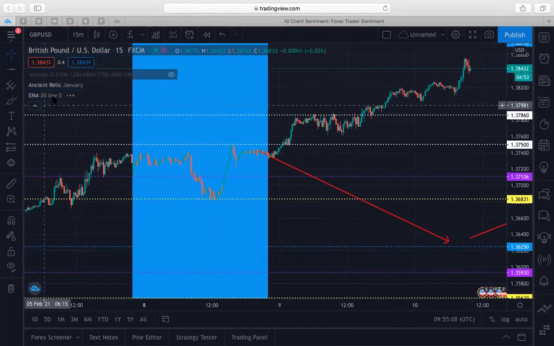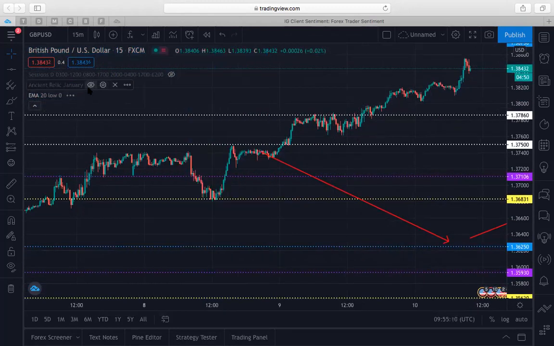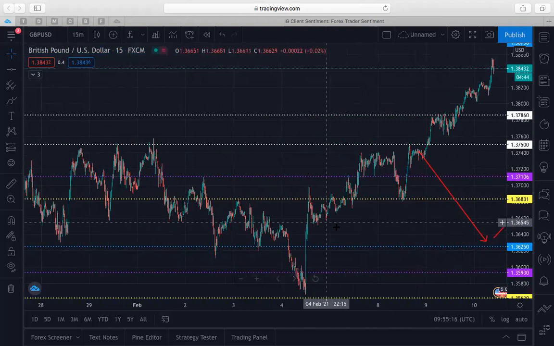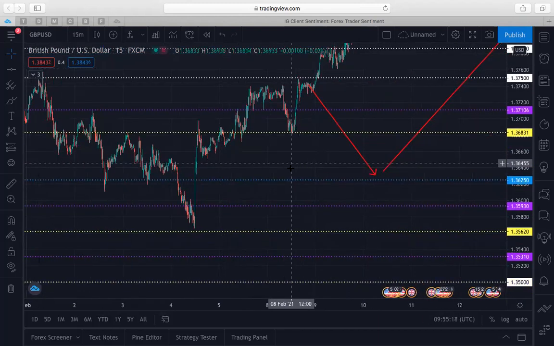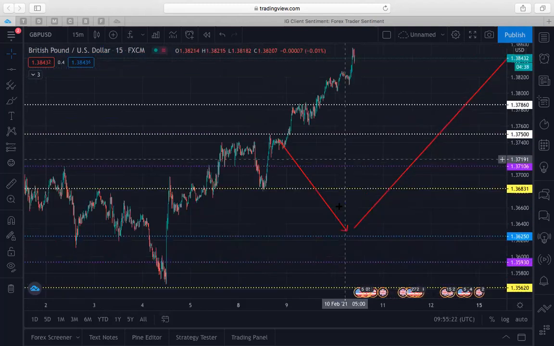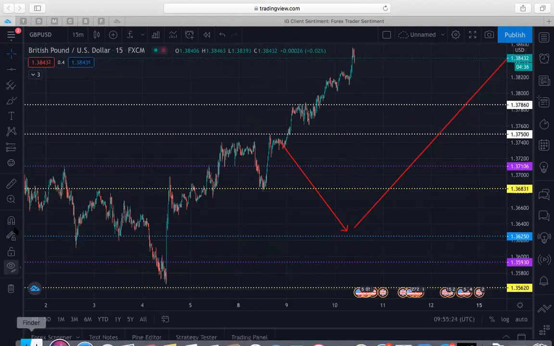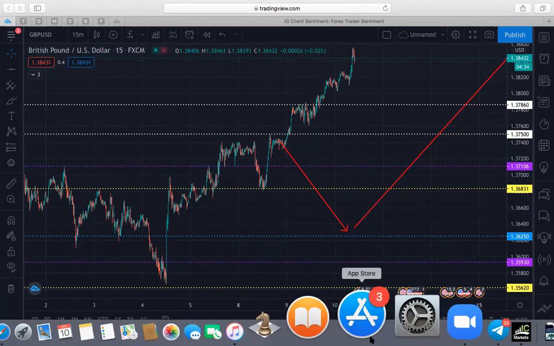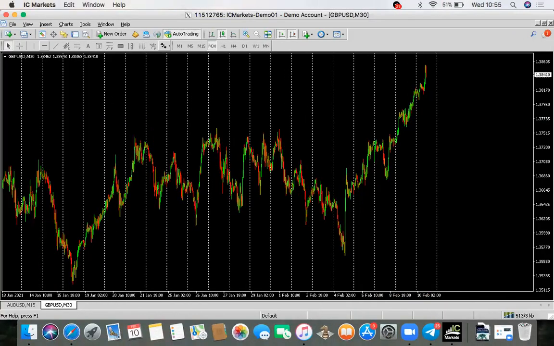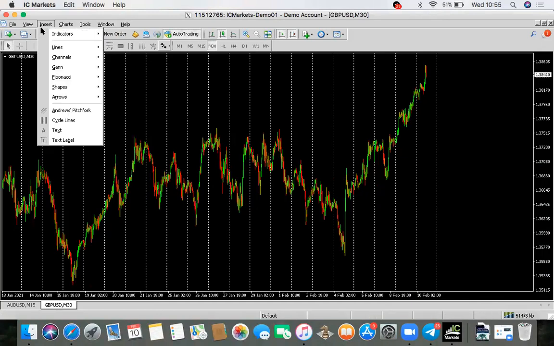This is taking time to load. Okay, this is not loading. Can you see? Yeah, I'm looking at MT4 now.